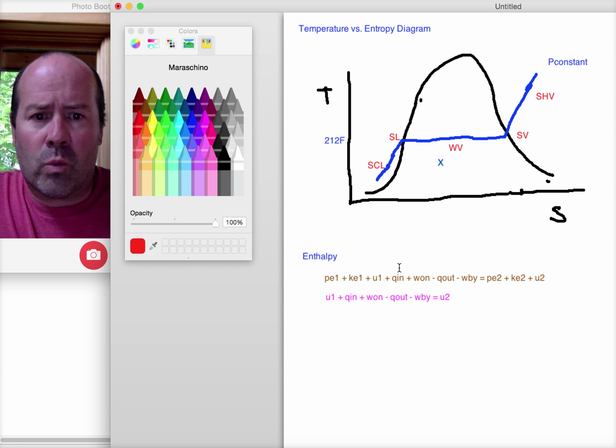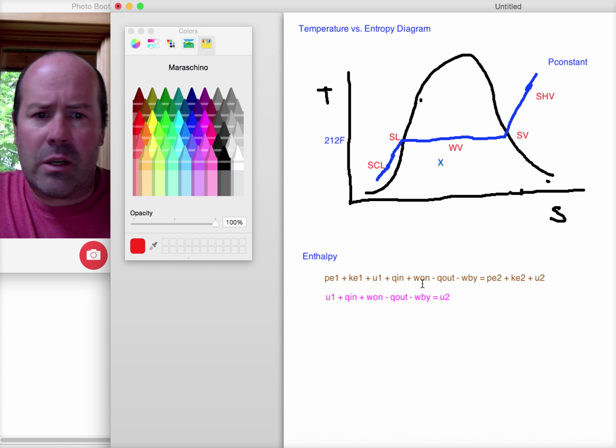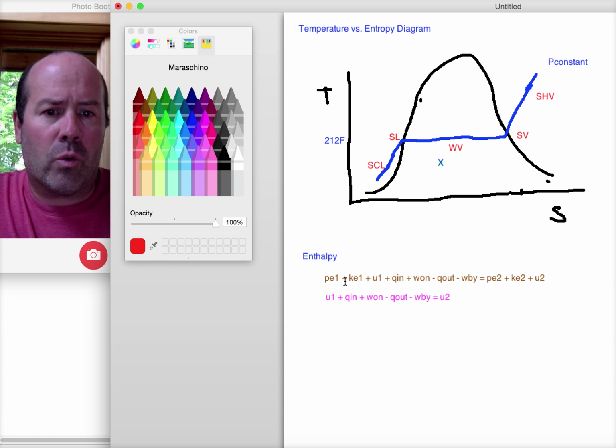So I've started working down here with the first law, just the way we've seen it in the past. In engineering, we often realize that the potential energy and the kinetic energy are quite inconsequential. So we can cancel them out. So we're left with the internal energy plus the heat in, plus the work on, minus the heat out, minus the work by, equals the internal energy.